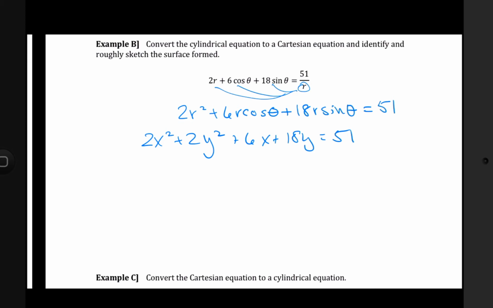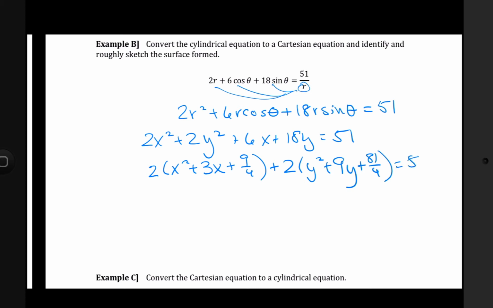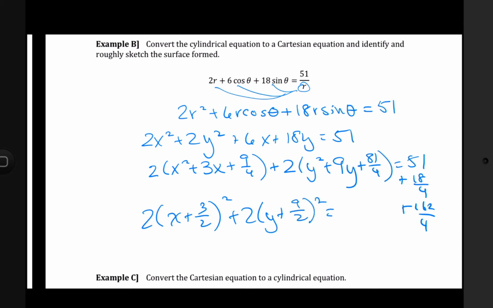And if I want to go so far as to complete the square, it does get a little bit ugly, but we'll do it anyway. 2 times x squared plus 3x plus 3/2 squared is 9/4, plus 2 times y squared plus 9y plus 9/2 squared is 81/4, equals, this is going to be 51 plus 2 times 9/4 is 18/4 plus 162/4. So I'll end up with 2 times x plus 3/2 squared plus 2 times y plus 9/2 squared is equal to whatever this sum is.